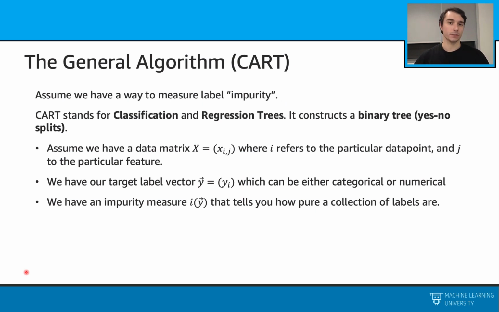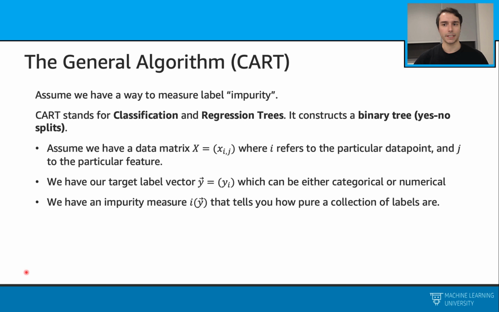Let's talk about a general purpose tree building algorithm called CART. CART stands for Classification and Regression Trees, and it constructs a binary tree which is made of yes-no splits just like before. Assume that we have a data matrix x_ij. In this matrix, i is the particular data point and j is the particular feature. Assume we also have this label vector y with y_i's.